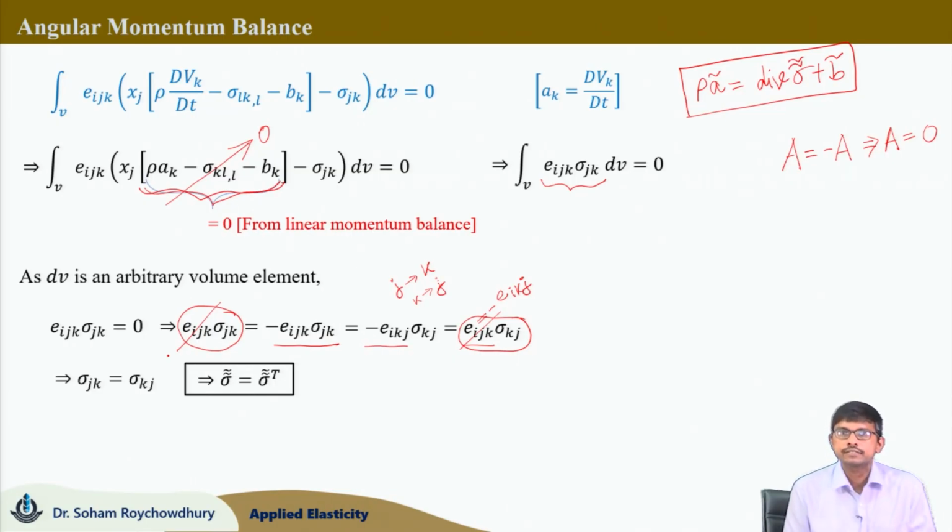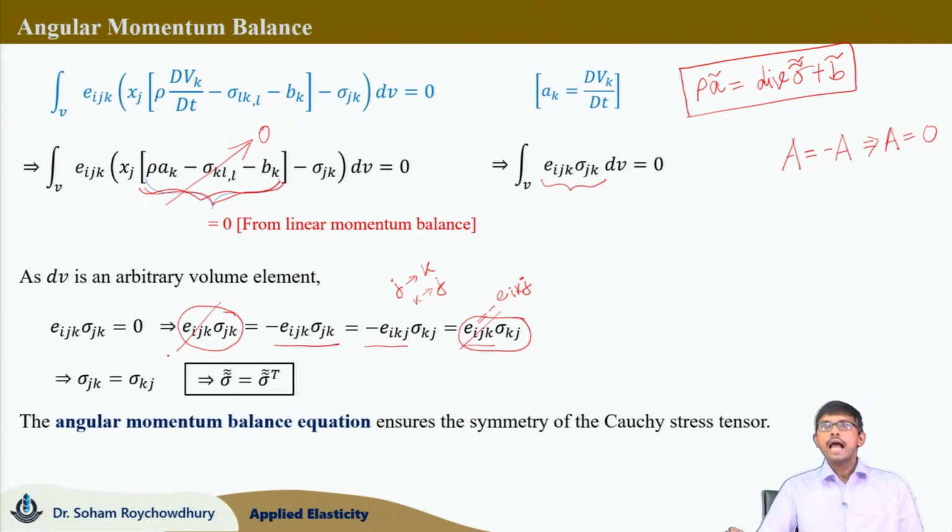The Cauchy stress tensor is symmetric. So, from the angular momentum balance equation, we are once again coming back to the symmetry of the Cauchy stress tensor. The angular momentum balance equation ensures the symmetry of the Cauchy stress tensor in the deformed coordinate. We are writing all these balance equations in the deformed coordinate, and as the Cauchy stress tensor is the deformed stress measure, we get the symmetry of the Cauchy stress tensor from the angular momentum balance equation in the deformed coordinate.